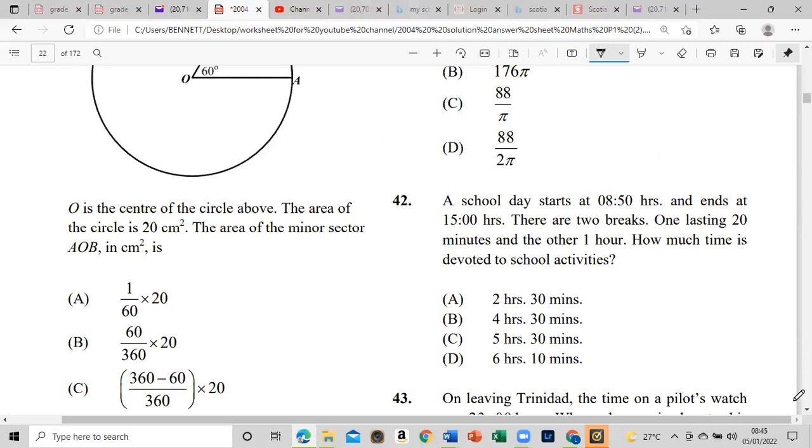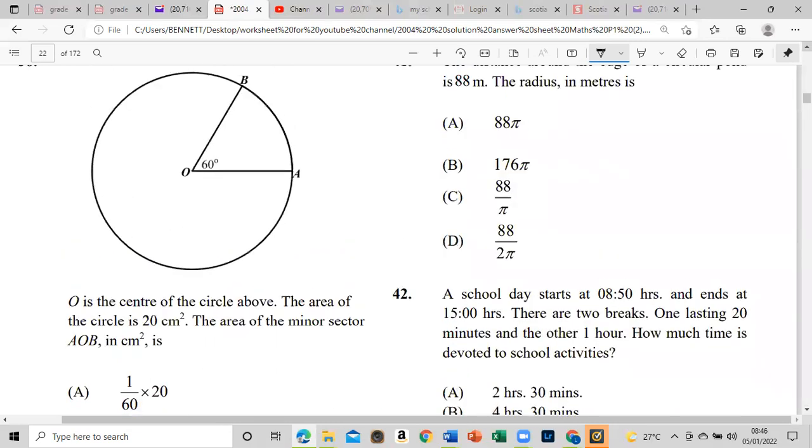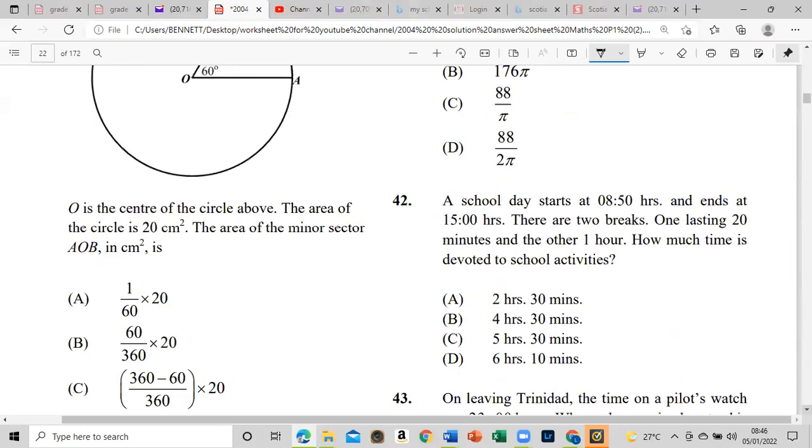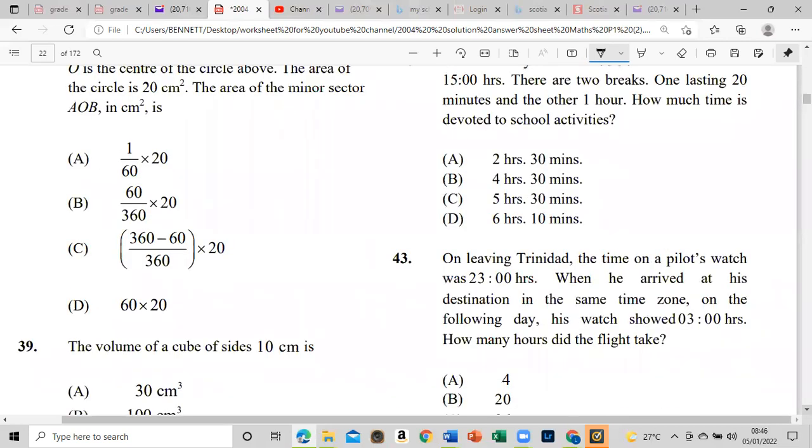Diagram. Who is the center of the circle? All right, so look at the circle. The area of the sector is 20 centimeters squared. The area of the minor sector A will be the angle, 60 degrees, over 360 times 20. So it's 60 over 360 times 20. Here we go. Because remember, this represents the area, so we will have pi r squared again.